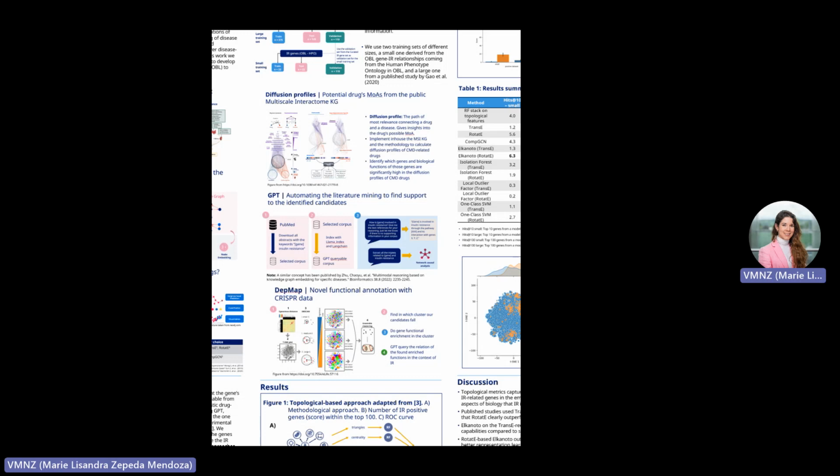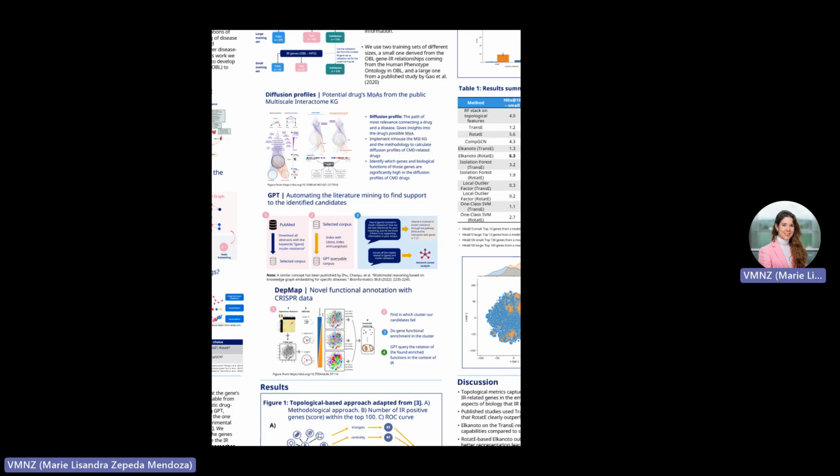First, we use the diffusion profiles from the orthogonal knowledge graph called multiscale interactome, which identify the paths connecting the drug and the disease that have potential relevance for the drug mode of action. We calculate the percentage of the top 100 scoring genes that have a statistically significant weight in a diffusion profile from a drug for an insulin-resistance related disease.